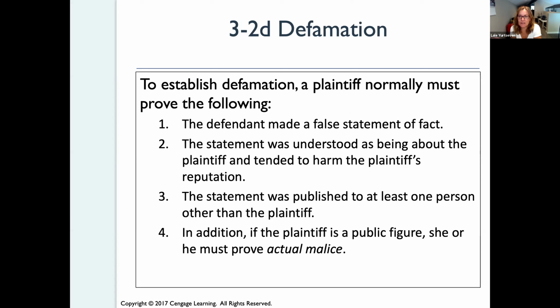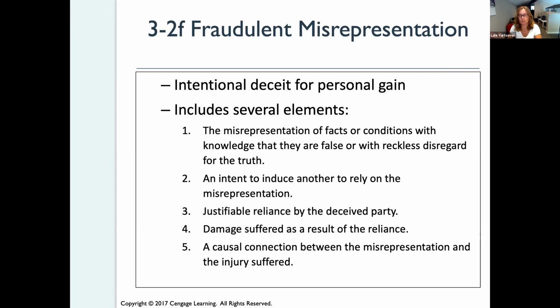Let me just stop here. Any questions about defamation? Okay. Let me go on, and then if you have questions at the end, we can always go back and cover that.